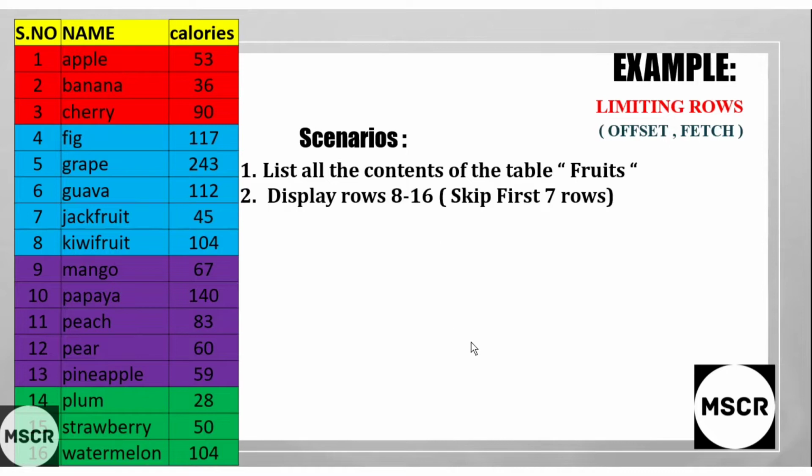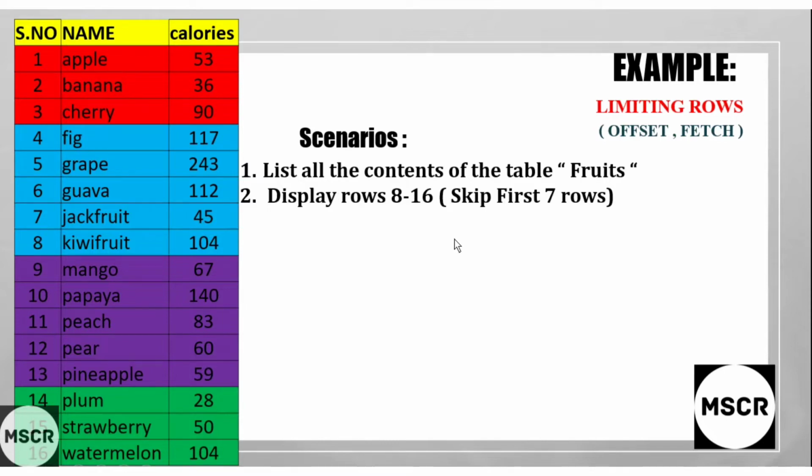Display row number 8 to 16. That means this is row number 8, right? As you can see here, row number 8 is kiwi fruit. From here till the end, that is till watermelon, I have to get my output, which means I have to skip row number 1 to 7, that is apple to jackfruit. I have to skip row number 1 to 7 and I need to get the output from row number 8 to the last. This is my second question.